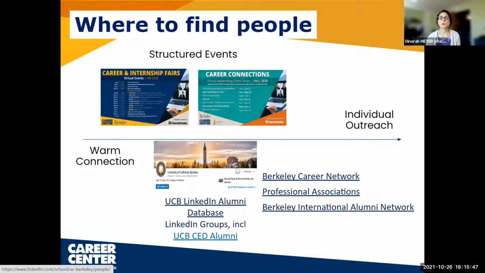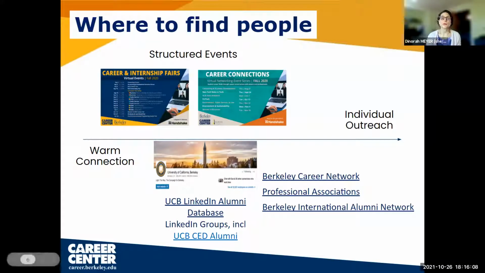We also have the Berkeley Career Network. You can use professional associations. The Berkeley International Alumni Network is just an international network. The fact is LinkedIn is also international, but this is a Berkeley network as opposed to LinkedIn as a whole.